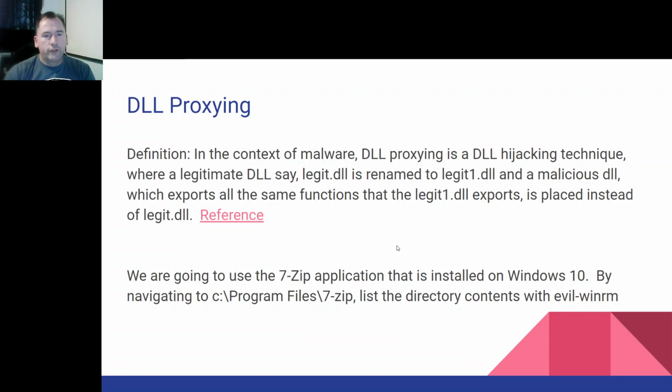So for us to be able to proxy that function call, we need to clone the chapter in our proxy DLL and then pass it to the original DLL. So we're going to be doing DLL proxying. In the context of malware, DLL proxying is a DLL hijacking technique where a legitimate DLL, say legit.dll, is renamed to legit1.dll, and the malicious DLL, which exports all the same functions that legit1.dll exports, is placed instead of legit.dll.